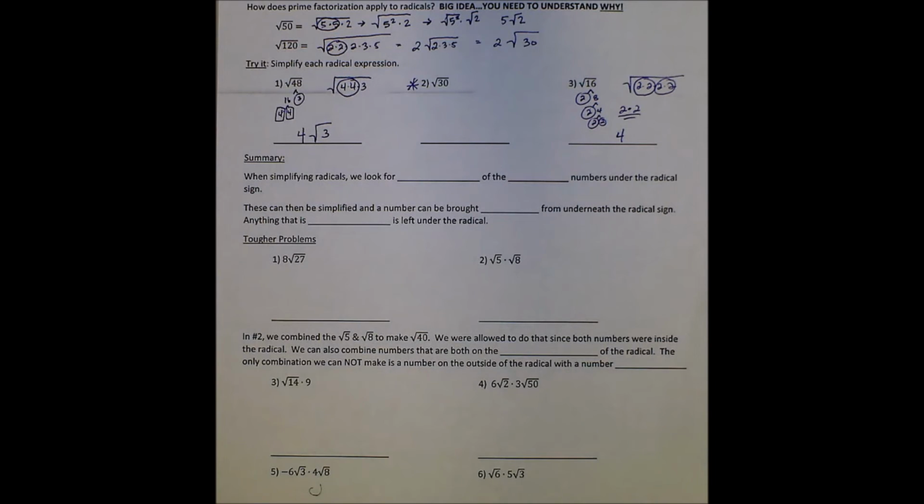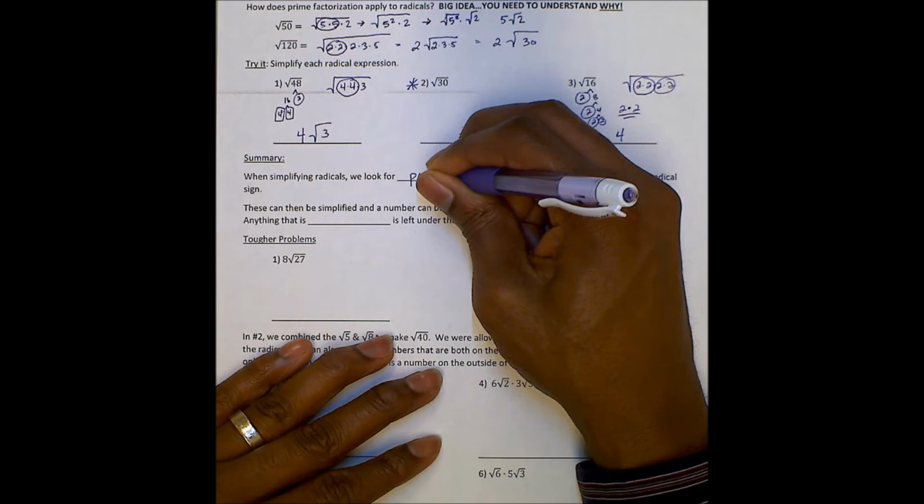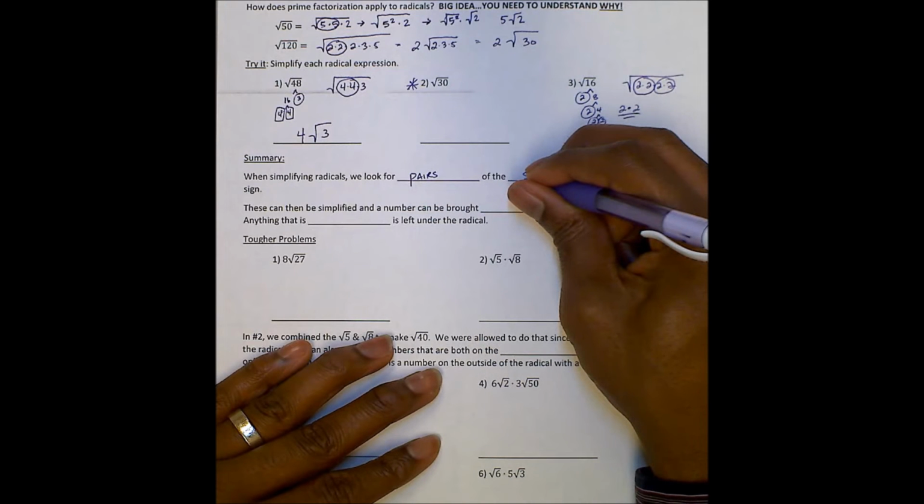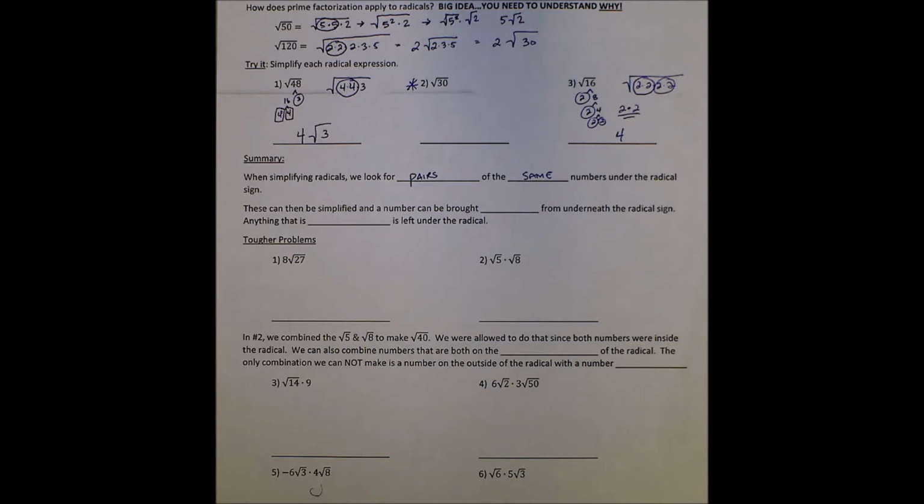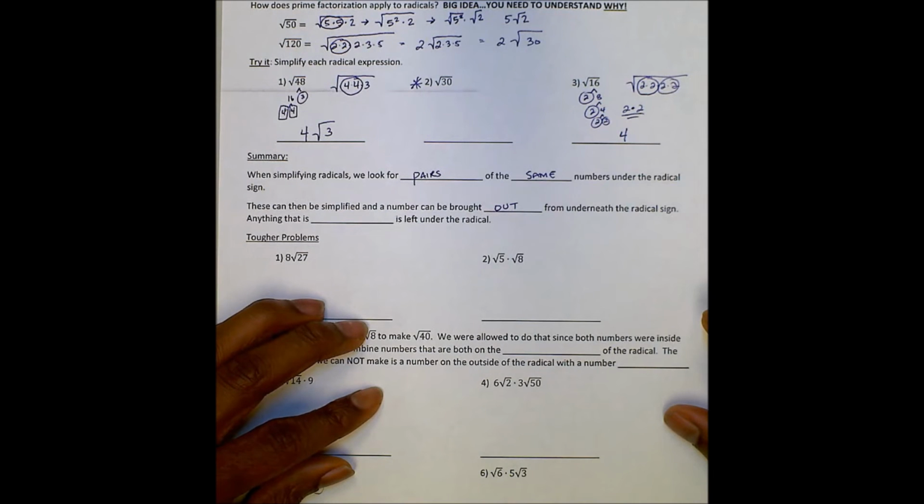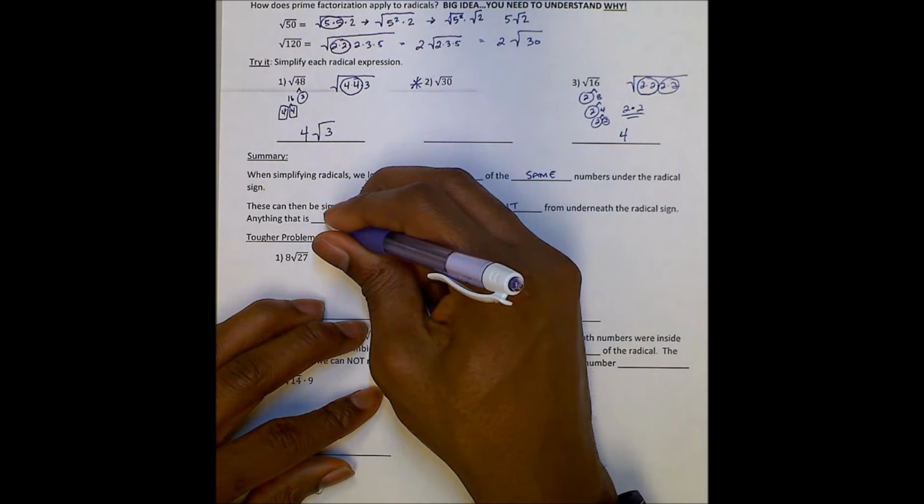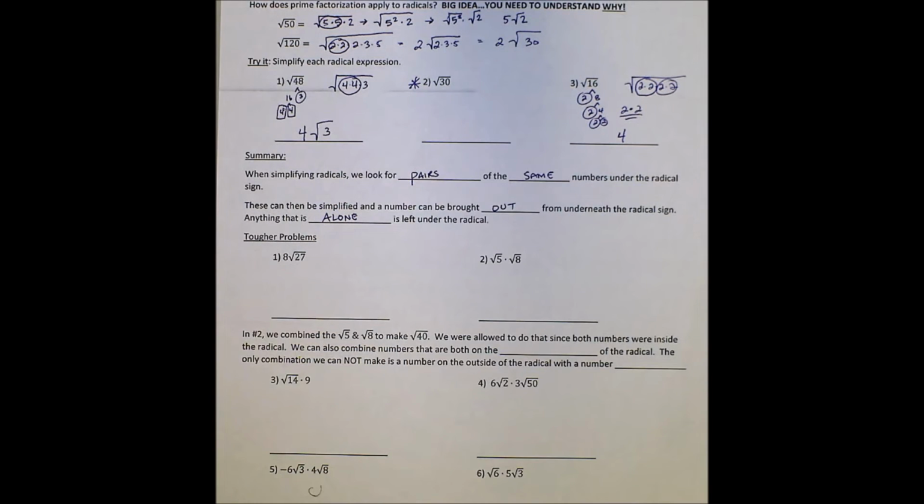When simplifying radicals, we look for pairs of the same number under the radical sign. These can be simplified and a number can be brought out from underneath the radical sign. Anything that is alone is left under the radical.